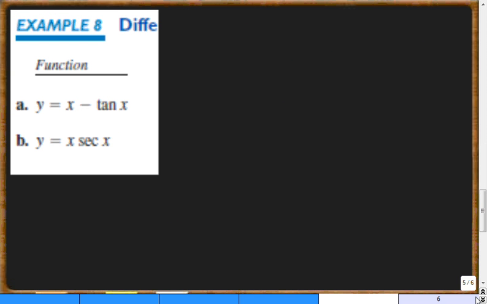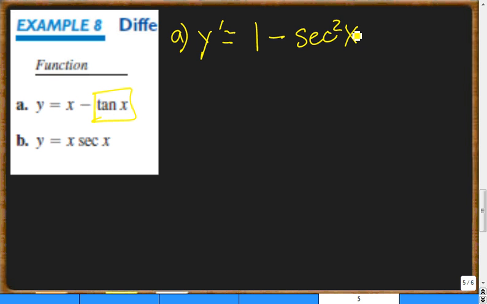Okay, so let's look at some of those special derivatives that we worked on earlier to find these. So the derivative of tangent, we said, was secant squared, excuse me. So if I found the derivative of y here, I first find the derivative of x. The derivative of x is just going to be 1. I then subtract away the derivative of tangent, which is secant squared of x. That's it. That's all you have to do.